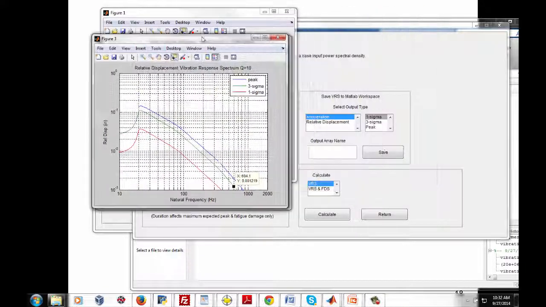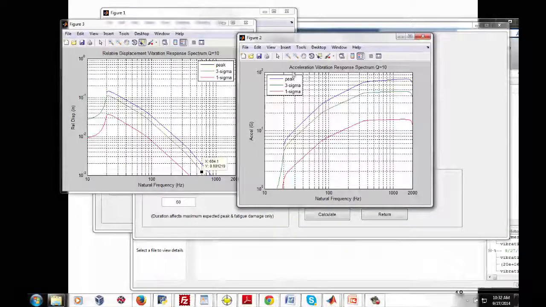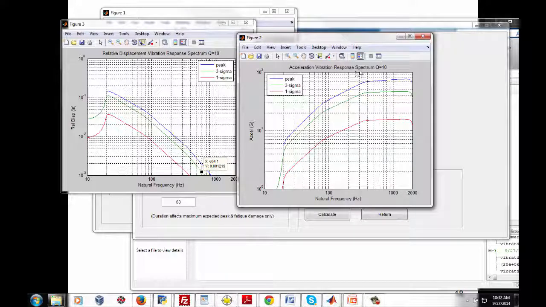But there's always more to the story, so let's go ahead and start. We like to worry as engineers. We're obsessed about things. So here's the acceleration vibration response spectrum. Again, Q is equal to 10. We've got acceleration G versus natural frequency in hertz. And our metric of interest is the green curve. That's the 3 sigma acceleration. And this is showing kind of an opposite trend of sorts, in that the higher up we go in natural frequency, the higher our acceleration response is going to be.